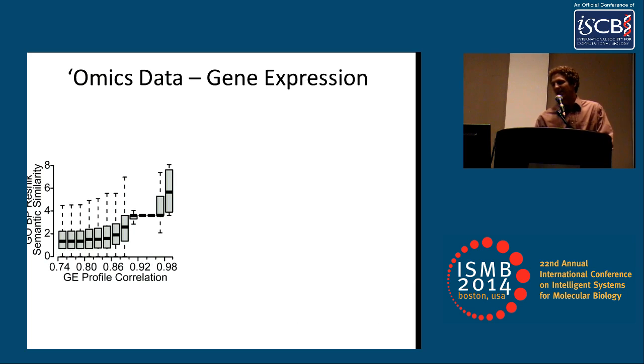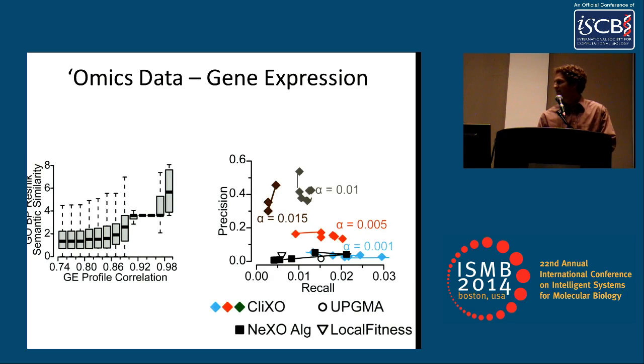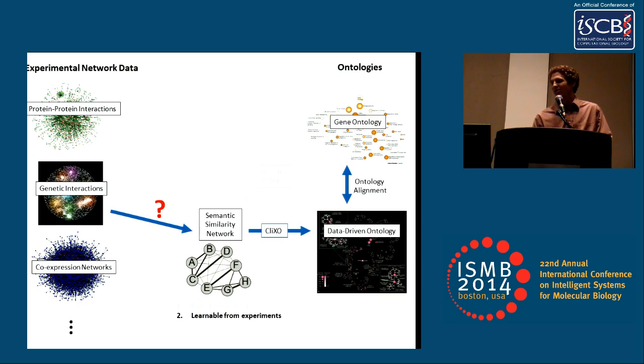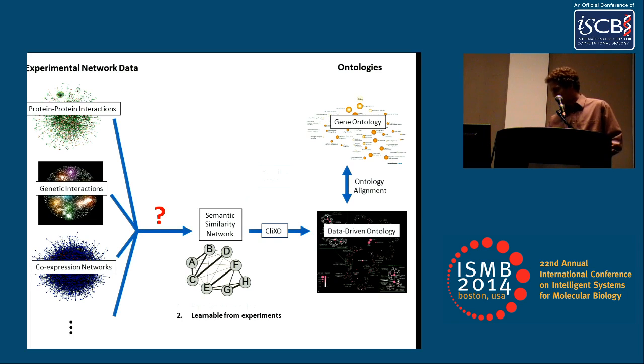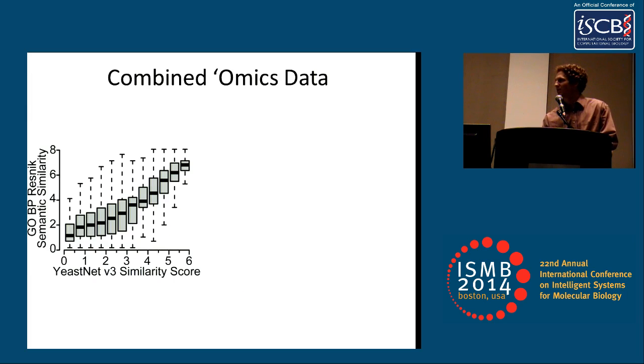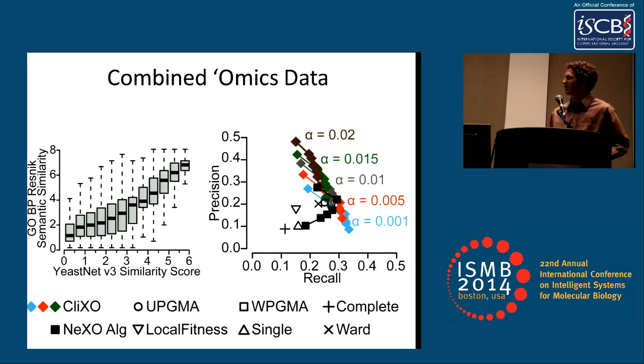Next, we look at the gene expression data on its own. And again, CLIXO, the diamonds, is outperforming the other algorithms. But of course, we don't want to just look at single sets of omics data. We want to look at bunches of omics data together. And luckily there have been other people that have started thinking about this problem already. One of these attempts was the YeastNet, which I mentioned before, where they take 9 different lines of omics evidence and create a functional network with a similarity score between pairs of genes. And so we saw before, this is correlated with the Resnik semantic similarity. And when we run CLIXO and other algorithms, again, CLIXO is consistently the best performer across wide ranges of the alpha parameter.